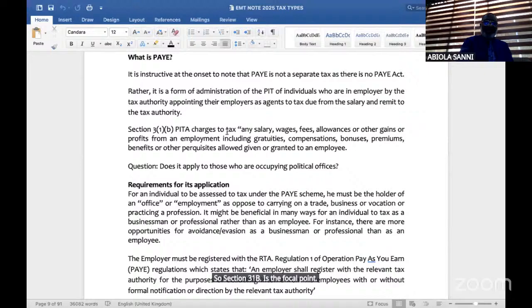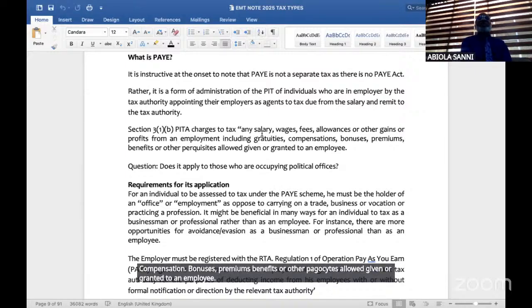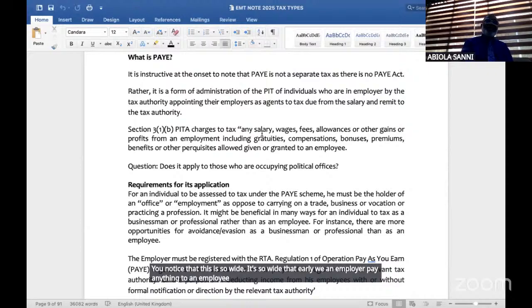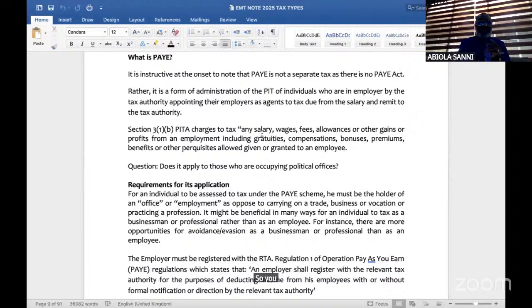It imposes tax on any annual salary, wages, fees, allowances, or other gains or profits from employment, including gratuities, compensation, bonuses, premiums, benefits, or other perquisites allowed, given, or granted to an employee. You notice that this is so wide. It's so wide that hardly will an employer pay anything to an employee without that payment being caught by this provision. So you need to focus on the meaning of each. What is a salary?